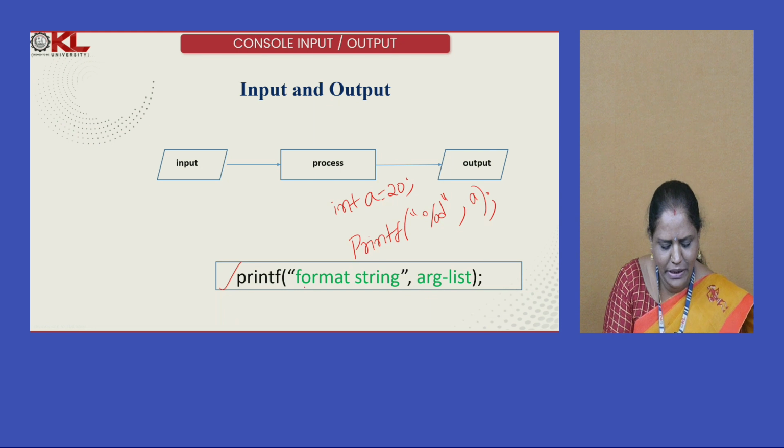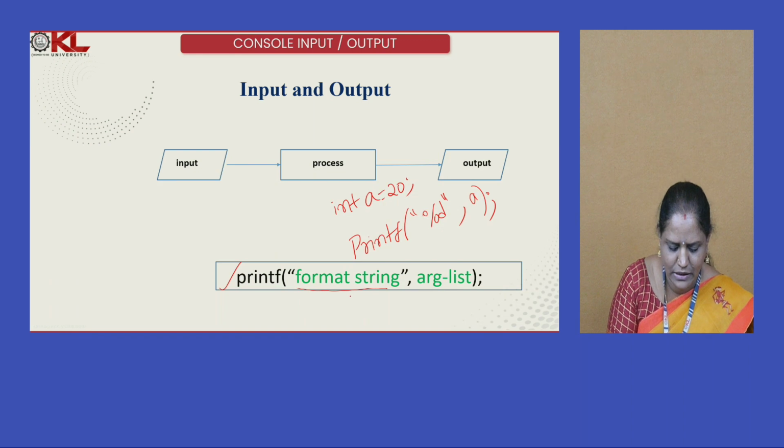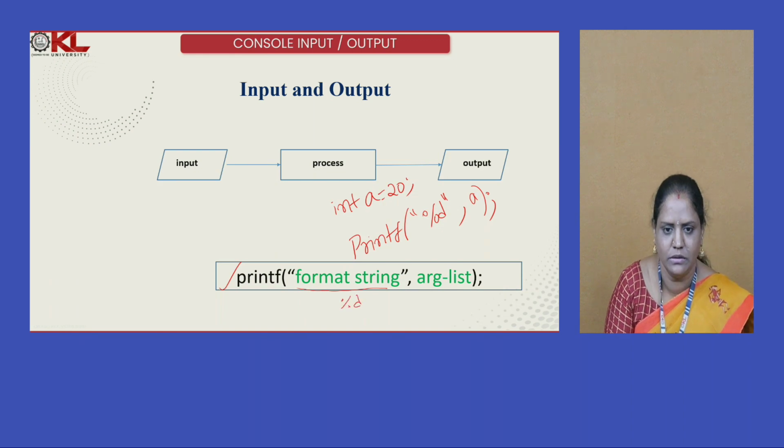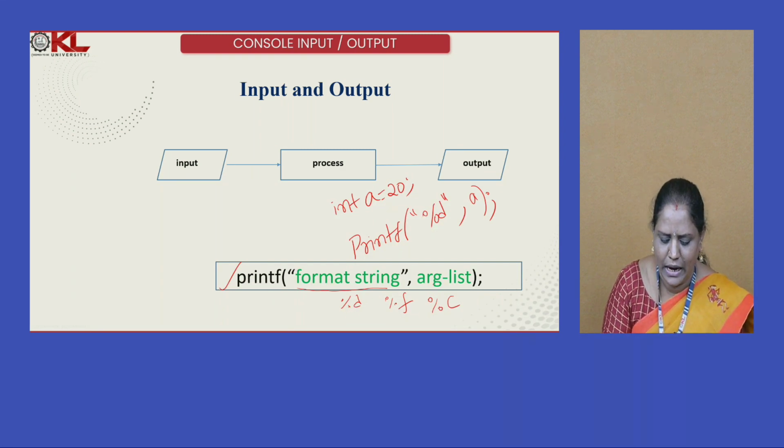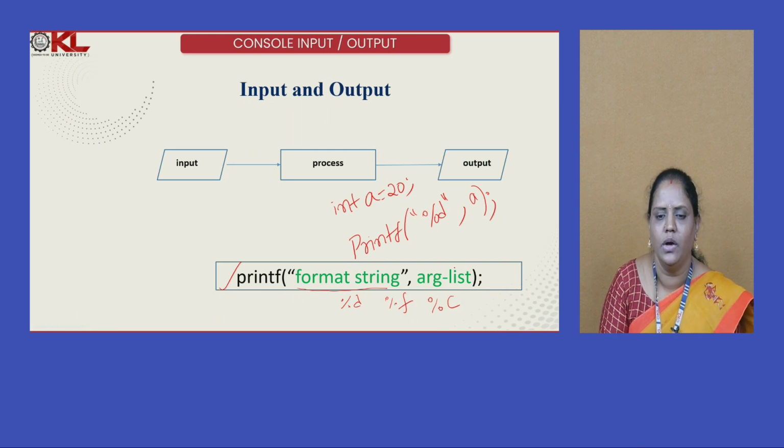Now the format string represents what type of value you want to print on the screen. If it is an integer, I'll go with the %d. If it is a float, I'll go with the %f. If it is a character, I'll go with the %c. So in printf, the format string represents what type of value you want to print on the screen, and the argument list represents which variable value you want to print on the screen.